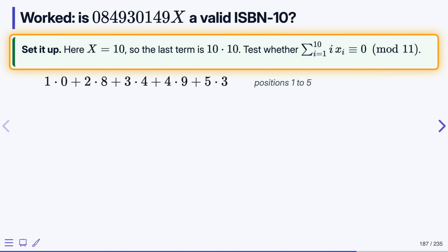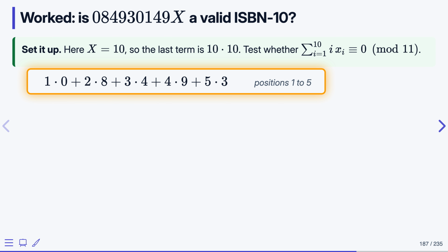Now validate a full ISBN, set it up. The last symbol is X, which stands for 10. So the last term is 10 times 10. And the test is whether the whole weighted sum is congruent to 0, mod 11.